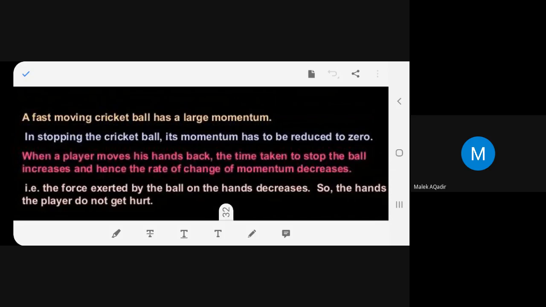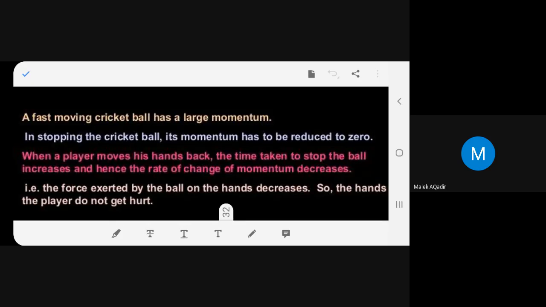Therefore, the force exerted by the ball on the hand decreases, so the player does not get hurt. So if you try to stop the momentum of the ball at once, you may get hurt. Do you follow me?